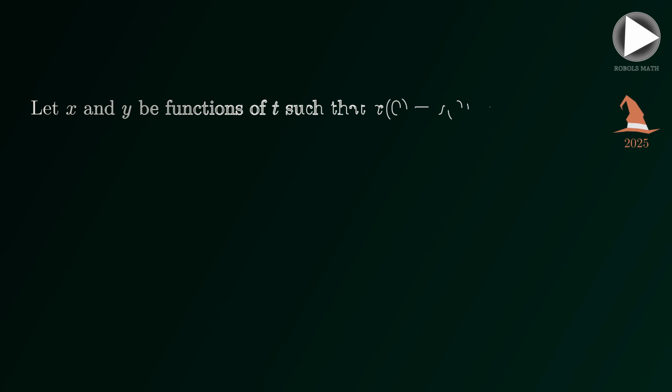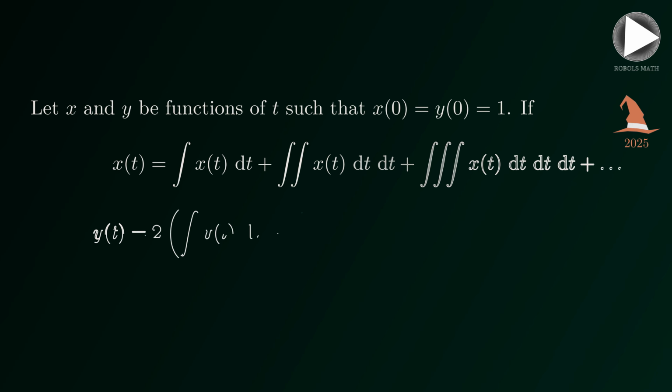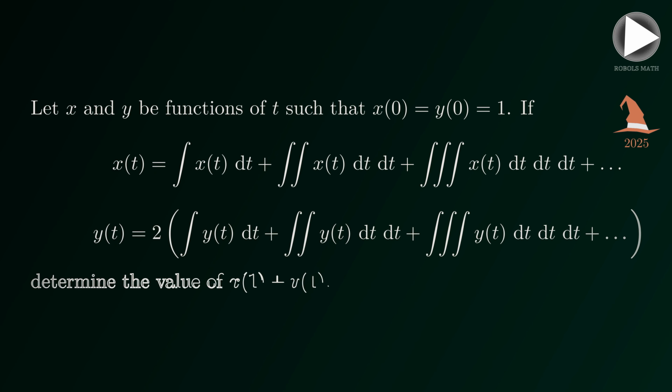Let x and y be functions of t such that x of 0 equals y of 0 equals 1. If x of t is equal to the antiderivative of x of t plus the antiderivative of the antiderivative of x of t plus the antiderivative of the antiderivative of the antiderivative of x of t plus and so on, and y of t be similarly defined but this time with a factor of 2 on the right side, determine the value of x of 1 plus y of 1.